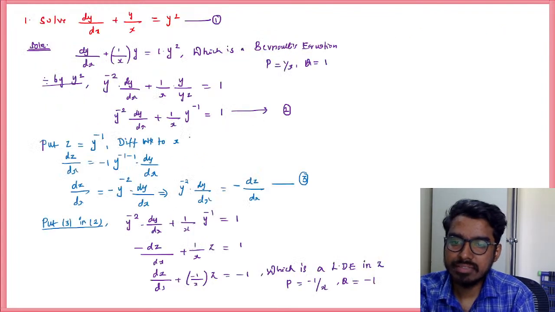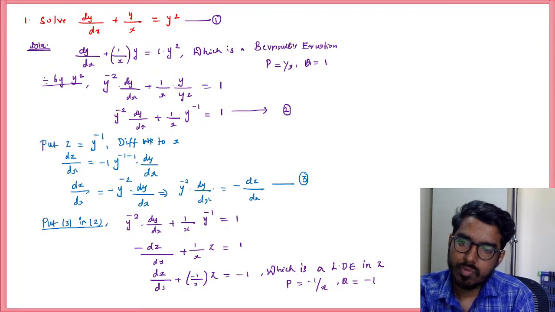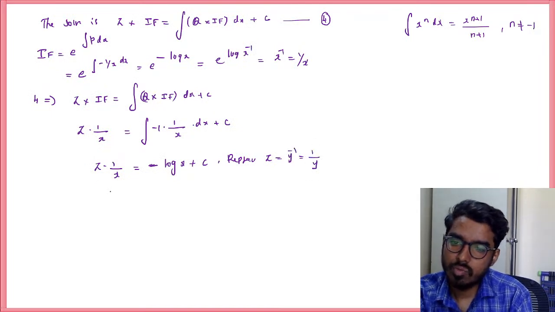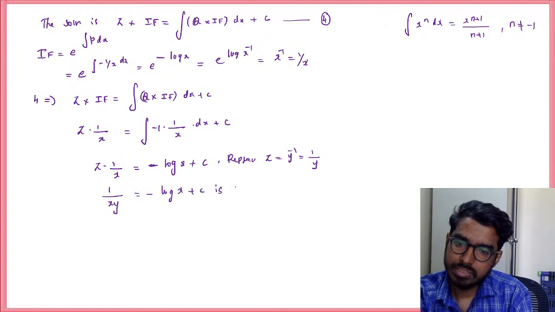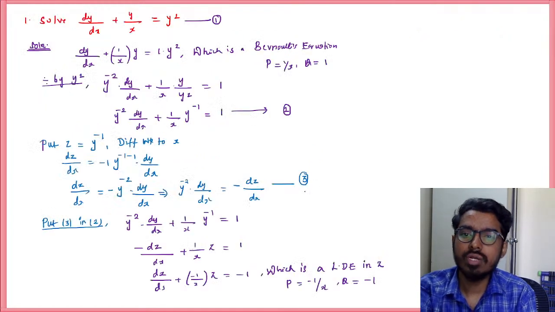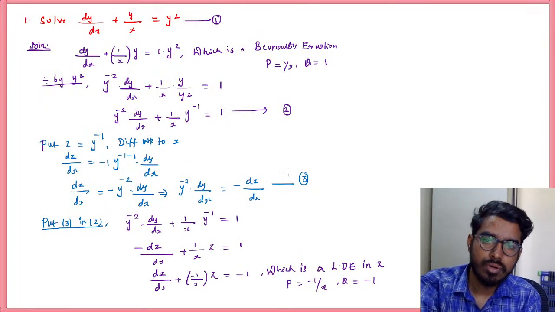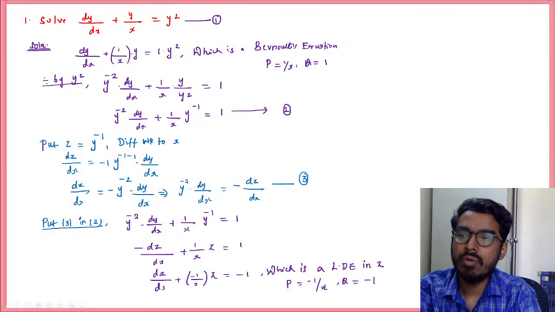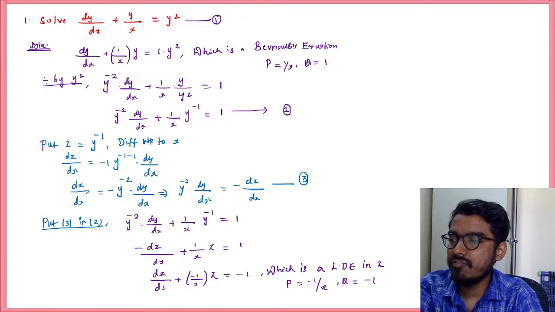So you just replace z is equal to y power minus 1, and it will be 1 by xy is equal to minus log x plus c, the required solution. So if you understand this one problem, every problem you can do on your own, right? You just see whether it is of the form dy by dx plus py is equal to q into y power n, where p and q are functions of x only, right?